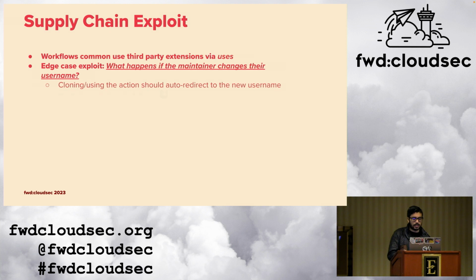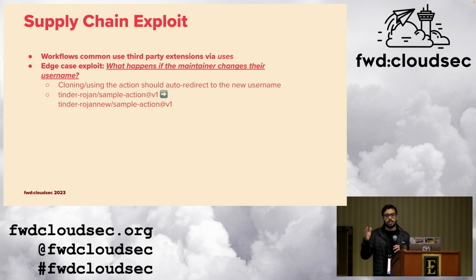For example, in this case, here's a sample action, Tinder Rojan / sample action. And if you're using it in workflow A, and I change my username to Tinder Rojan new, what will actually happen on it? In most cases, GitHub will redirect that. So if you're using it directly in the workflow, you don't have to worry about the username changed, because GitHub will redirect when it's cloning it and pull the updated username and code from there.